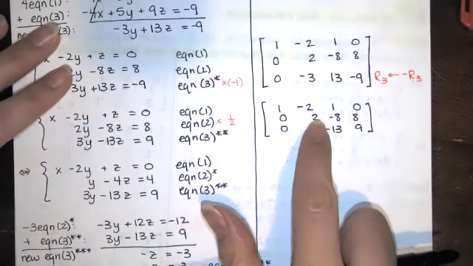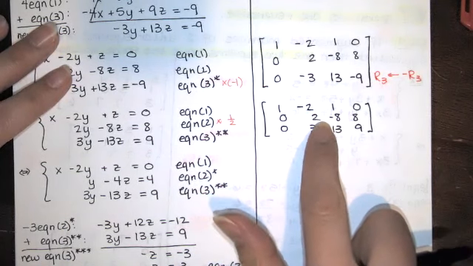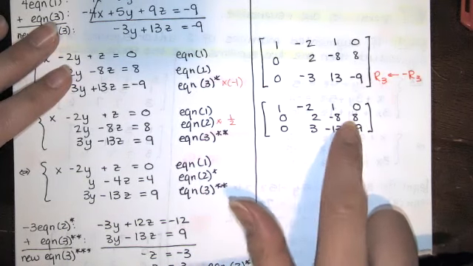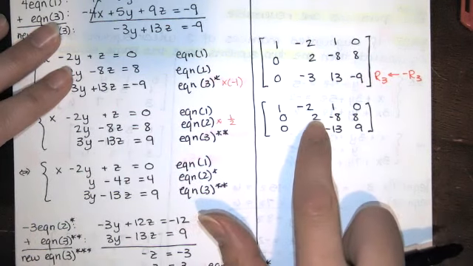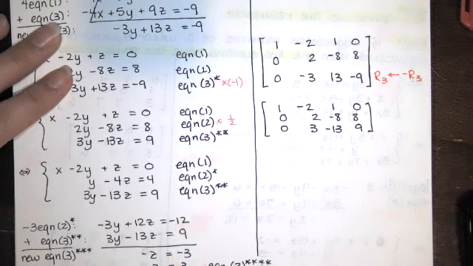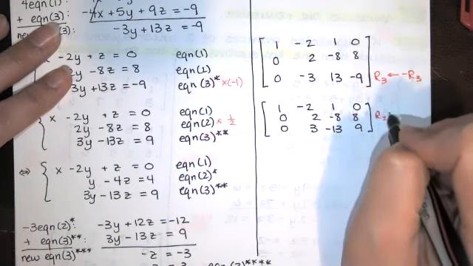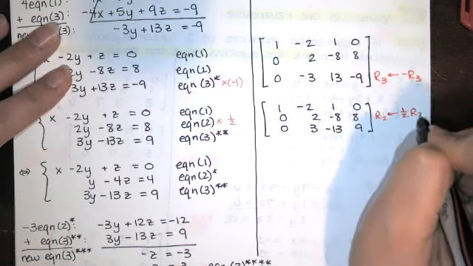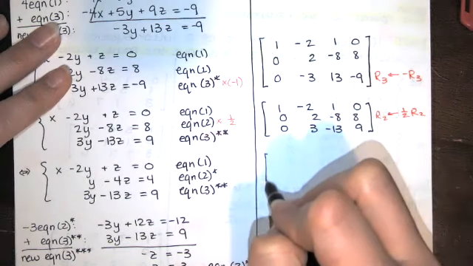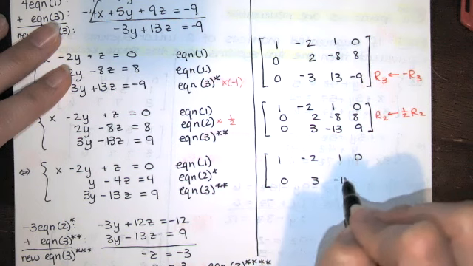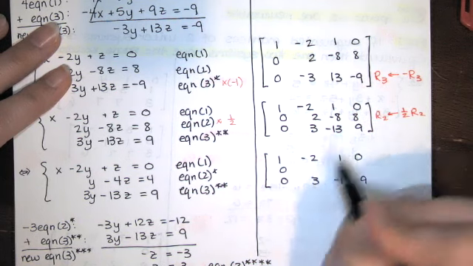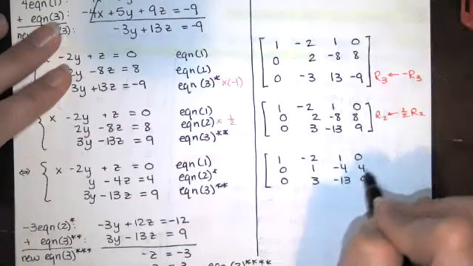And I said, I really want that to be a 1y, and I noticed that all these numbers are divisible by 2. I've got a 2y, a -8z, and an 8. So I see a 2, a -8, and an 8 there. So what I decided to do is take row 2 and replace it with 1/2 of row 2. Leave row 1 alone. Leave row 3 alone. Take each of these entries and multiply by 1/2.